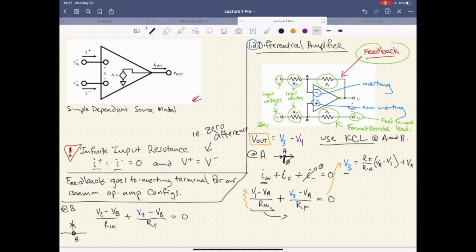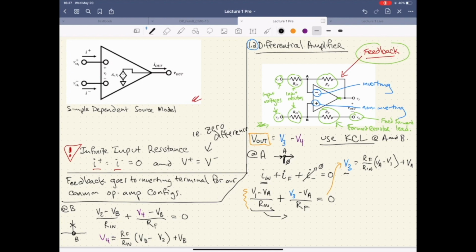Again, we do the same algebraic manipulation to arrive at V4 is equal to RF over Rn times VB minus V2, plus VB.